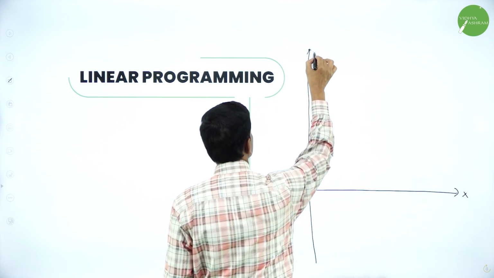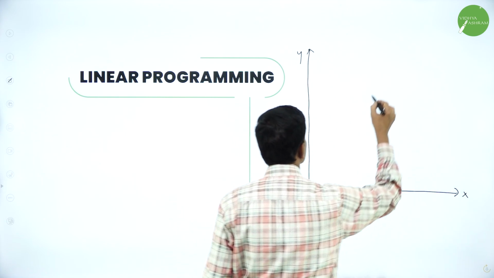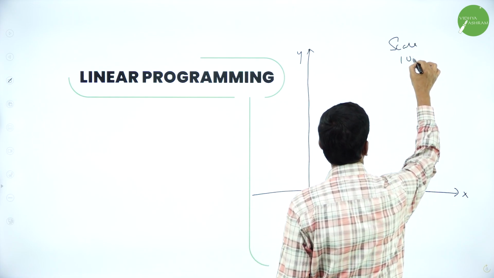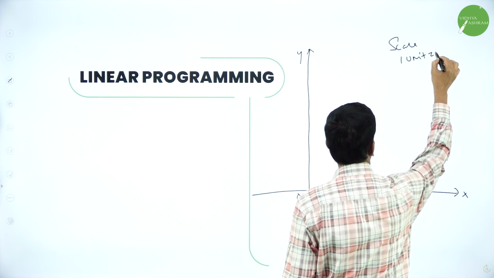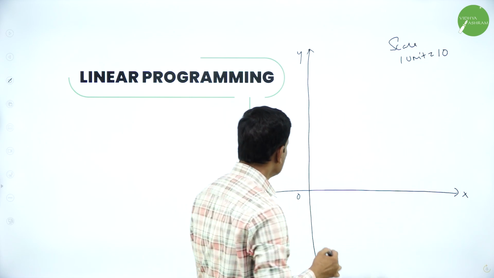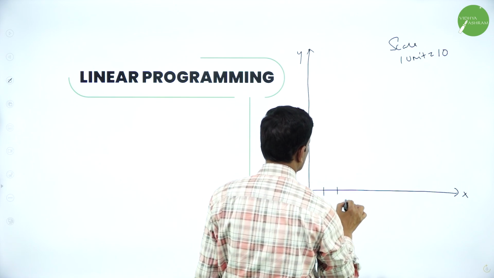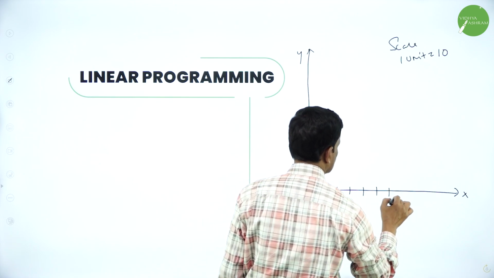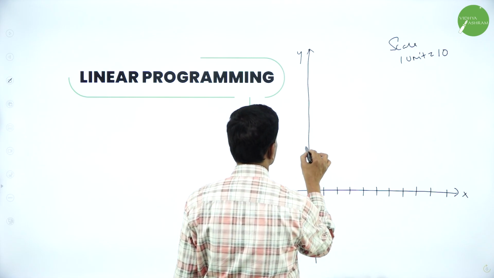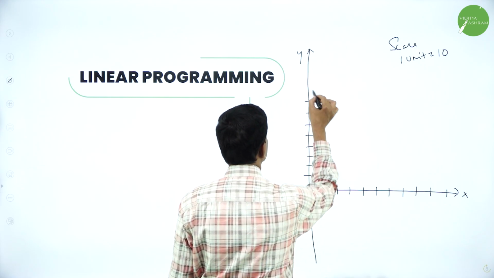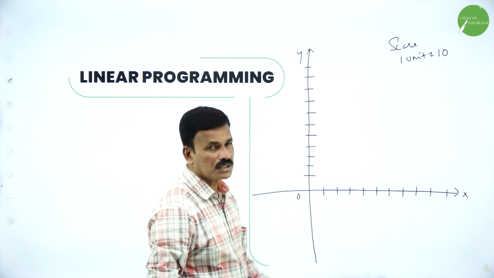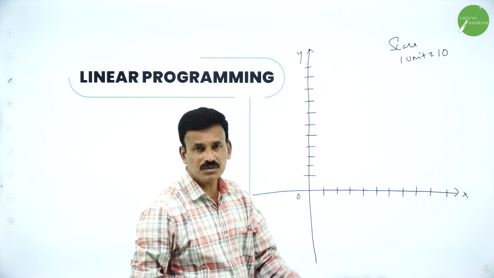X-axis, y-axis, 0. Now let us take the scale. Scale: 1 unit is equal to 1 centimeter is equal to 10. So this is 10, 20, 30, 40, 50, 60, 70, 80, 90, 100, and 10, 20, 30, 40, 50. Now 1 unit is equal to 10, right? Or 1 centimeter is equal to 10.